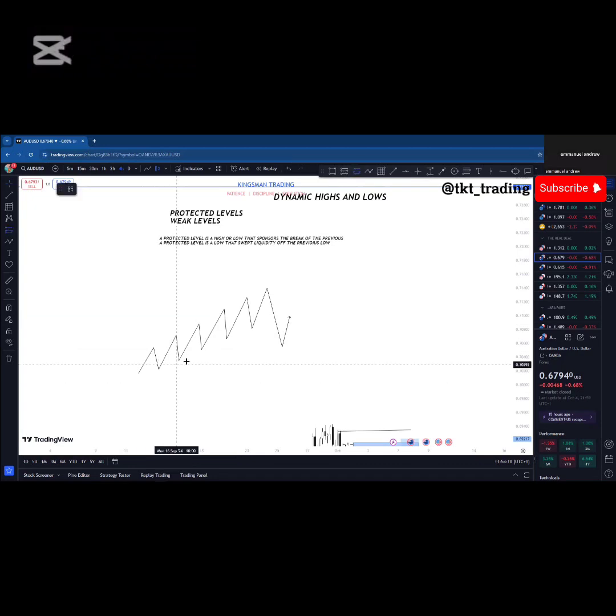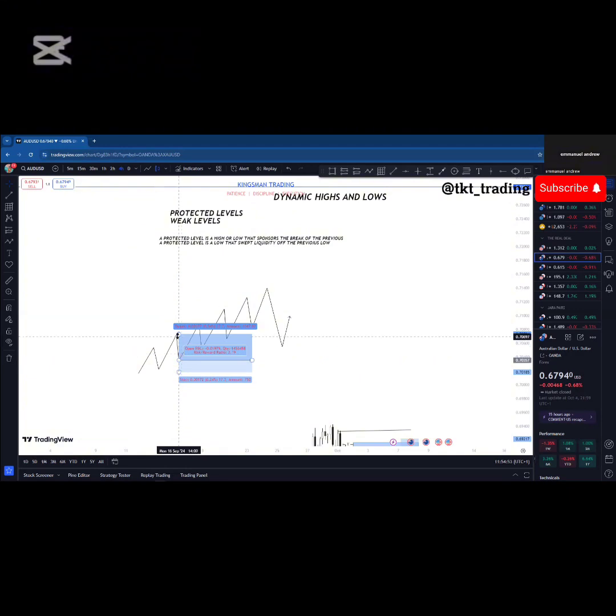You understand? So right here, after we've gotten our entry at our protected zone, now our target is going to be at this previous high. So a weak level is a point that we expect price to take out. This previous high, we'll target it because we expect price to break that high, because this is a high that was sponsored by a protected level. Any high or low that is sponsored by a protected level is a weak level, and you expect price to go beyond that level. You understand?